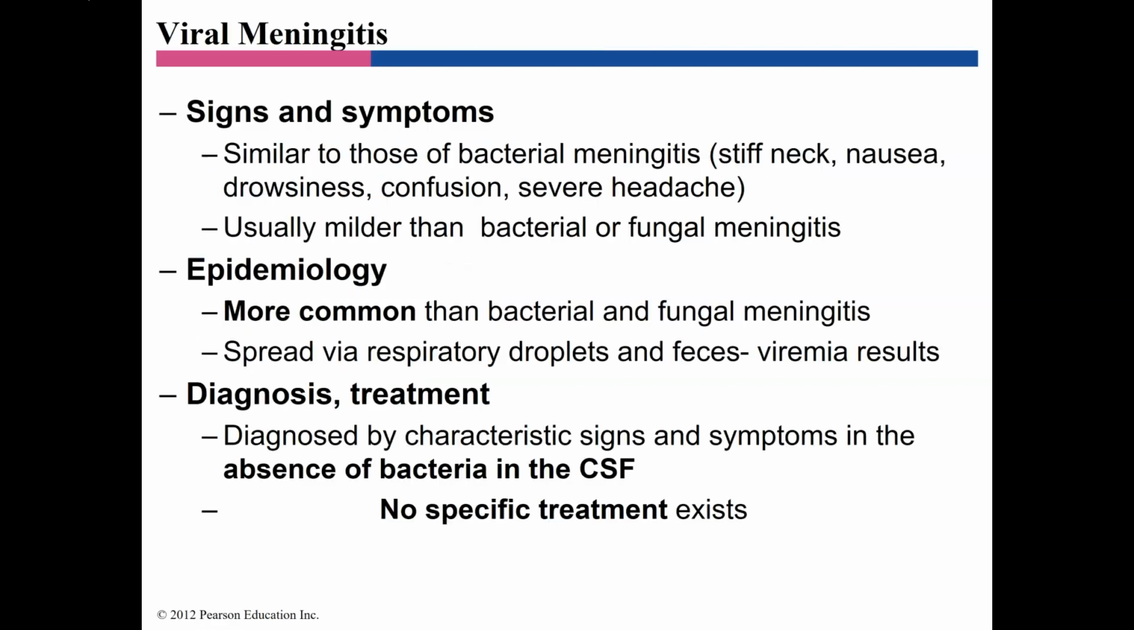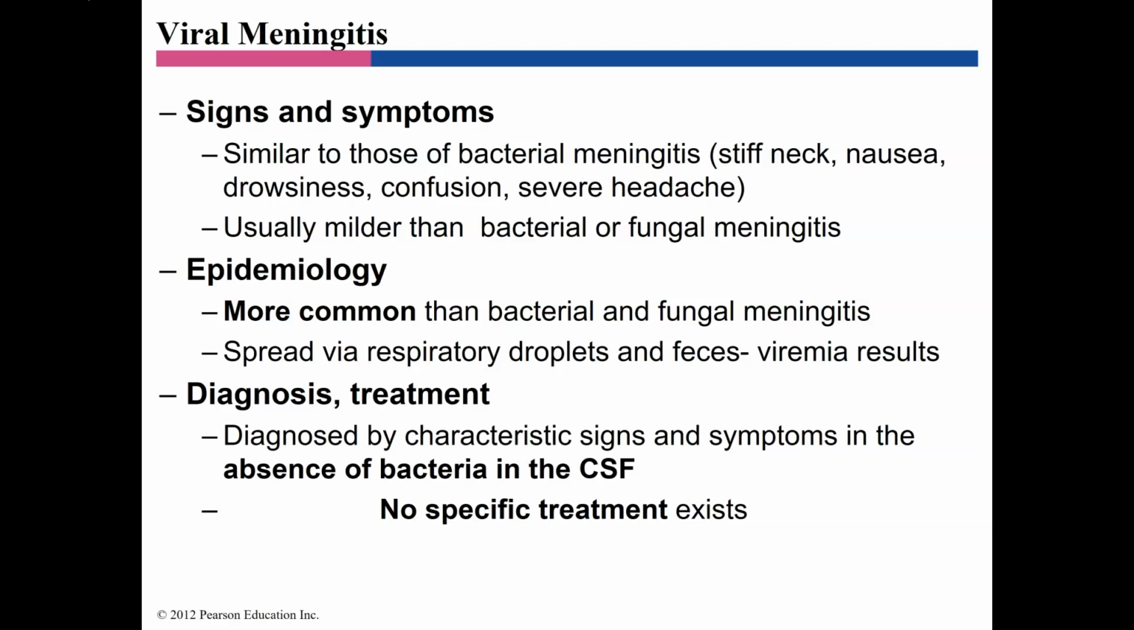To start our discussion of these viruses, we'll begin with viral meningitis. These cases of meningitis of viral origin are a more common form of meningitis. The signs and symptoms of viral meningitis are similar to those of bacterial meningitis. Stiff neck, that's pretty much impossible to bend because of the pain. Nausea, drowsiness, confusion, and extreme headaches. But the disease is overall more mild than a bacterial or a fungal meningitis, and therefore patients typically run the course of the infection without severe after effects.